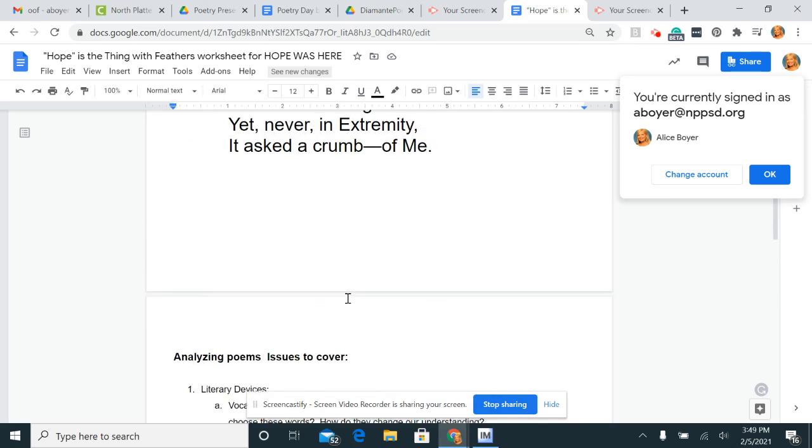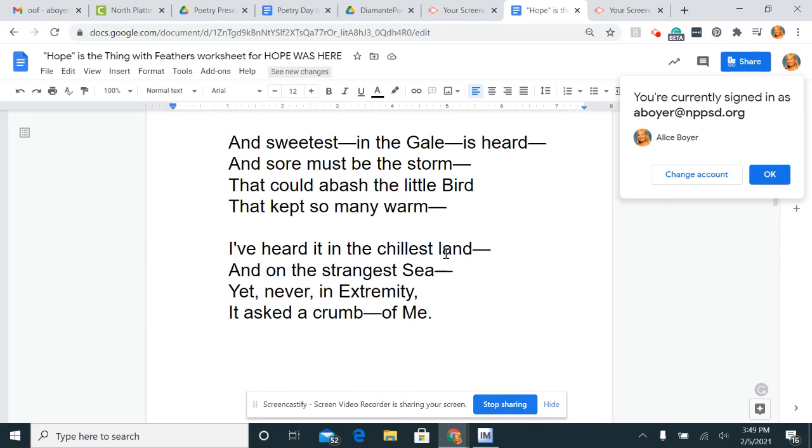This one here. I've heard it in the chillest land and on the strangest sea, yet never in extremity it asked a crumb of me. Okay, a crumb is a very little piece. Okay, this part here, how does it act? That can help you with that. How does it treat the speaker?